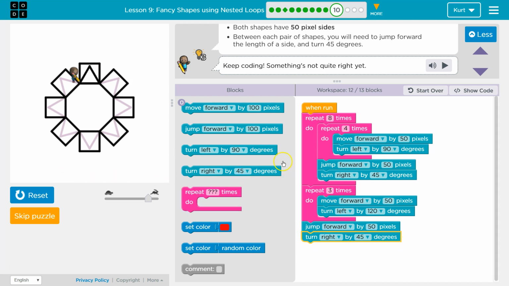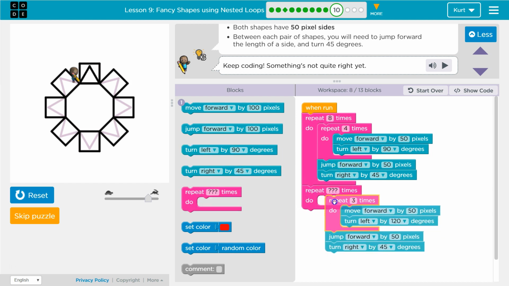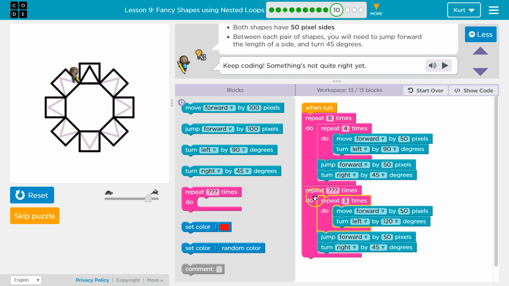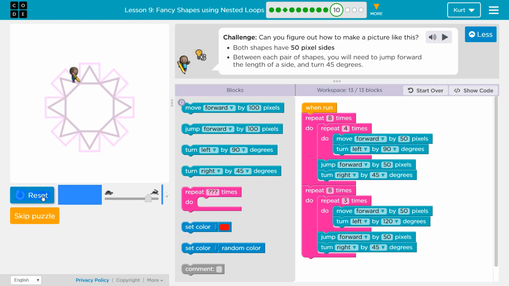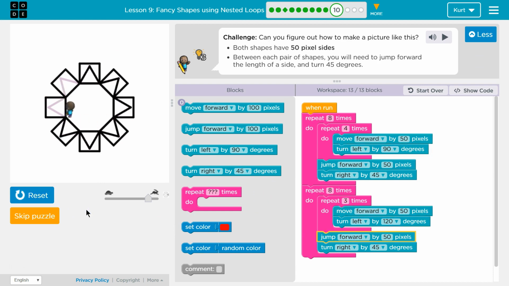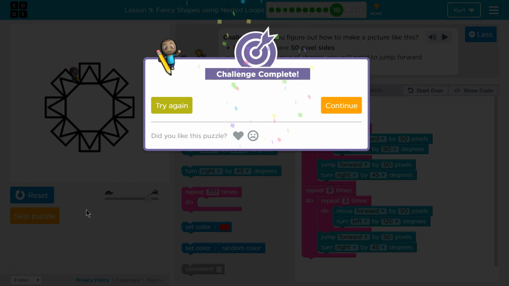Okay. Now, how many times do we need to draw the squares? I bet that's how many times we need to draw the triangles, because there's just as many. So just like before, we're going to nest our repeats. And so we're going to draw three sides for each triangle, right? Eight times, because eight triangles total. So it should draw all the squares, then all the triangles. Let's see. Ta-da! We did it.